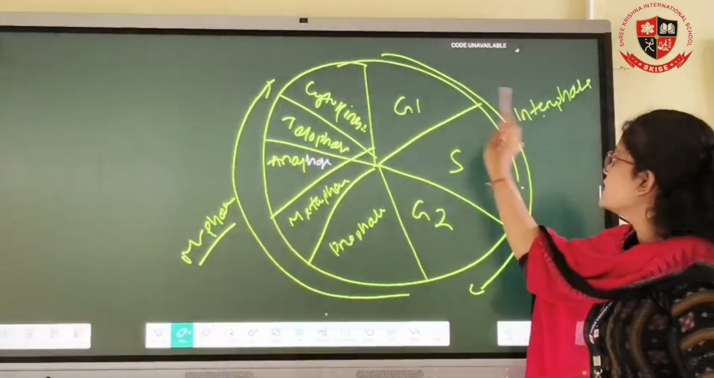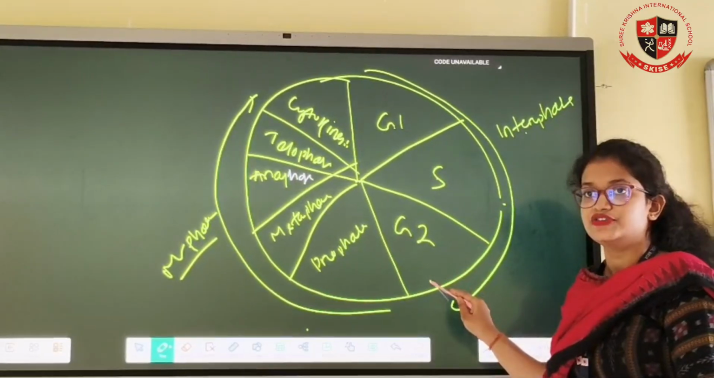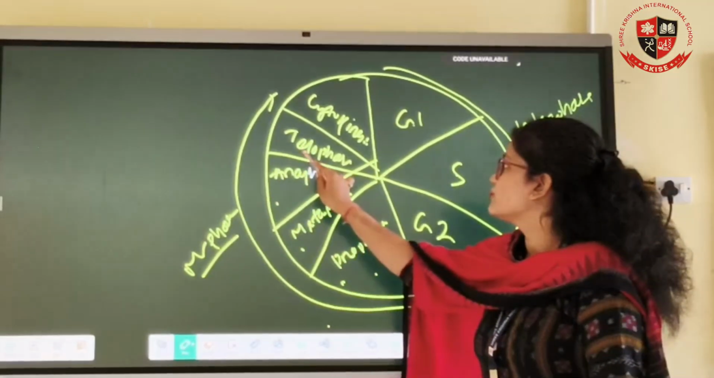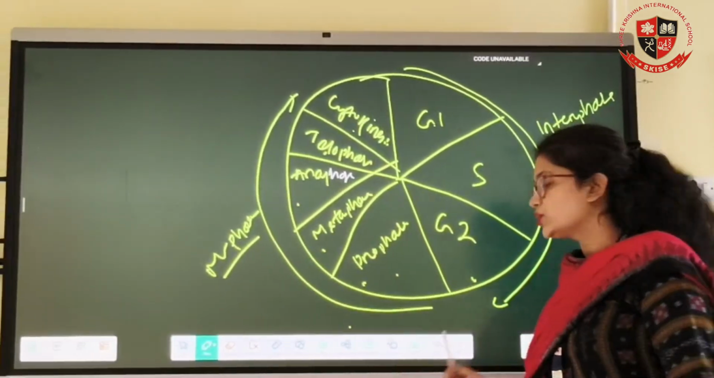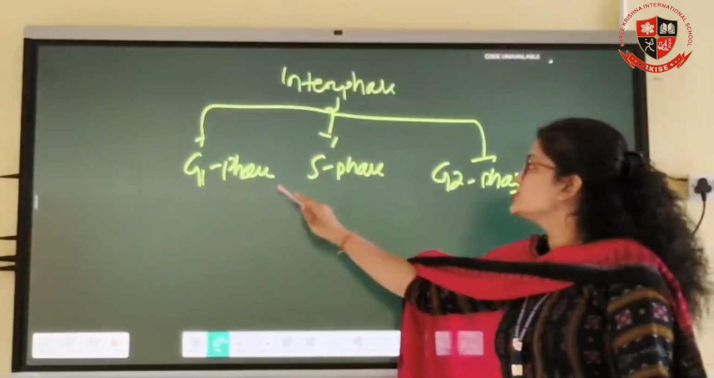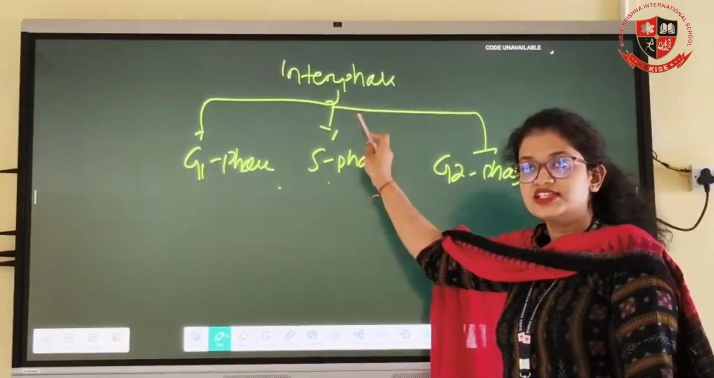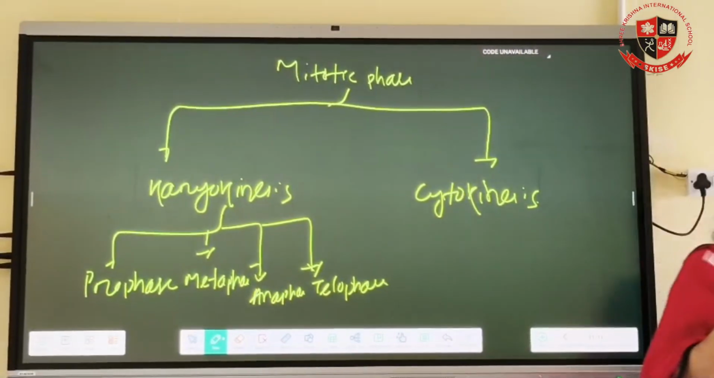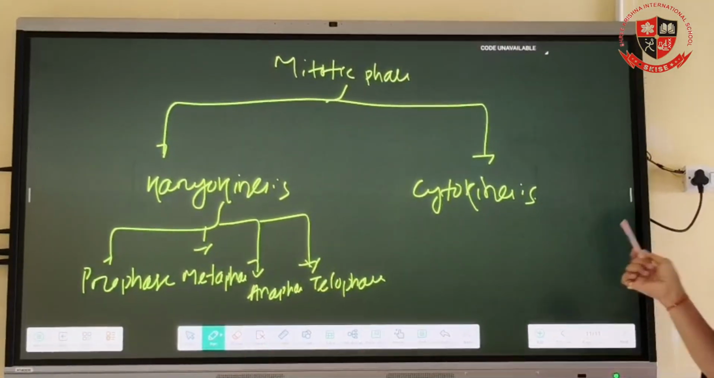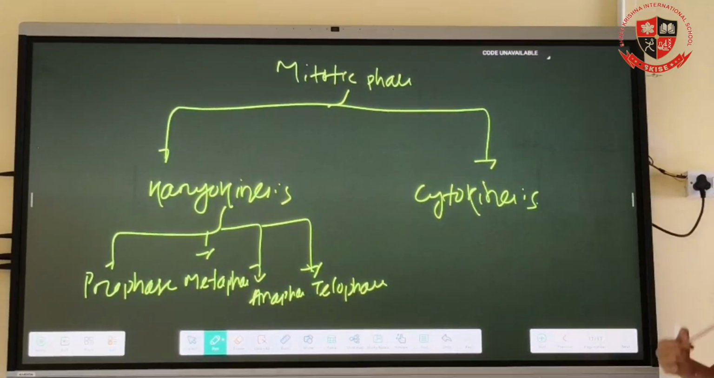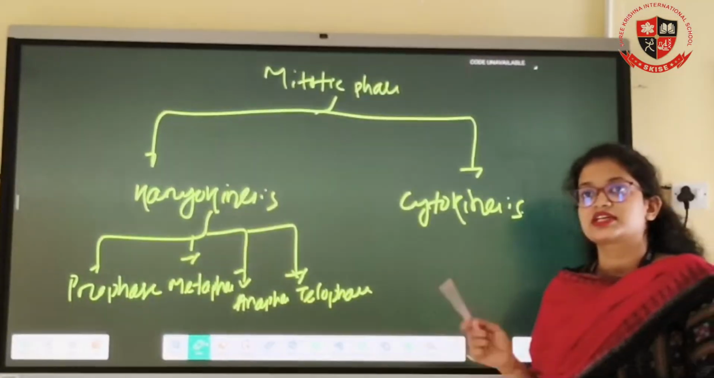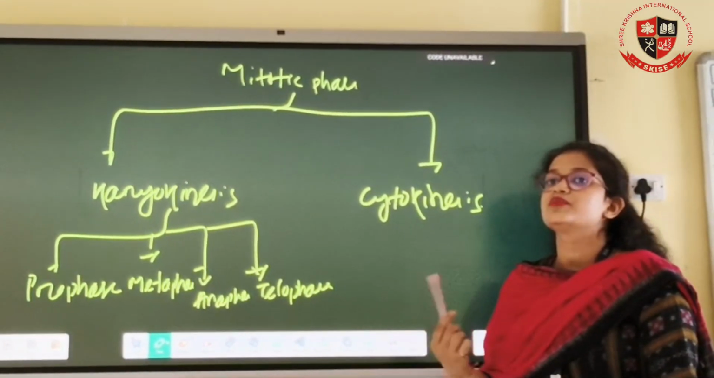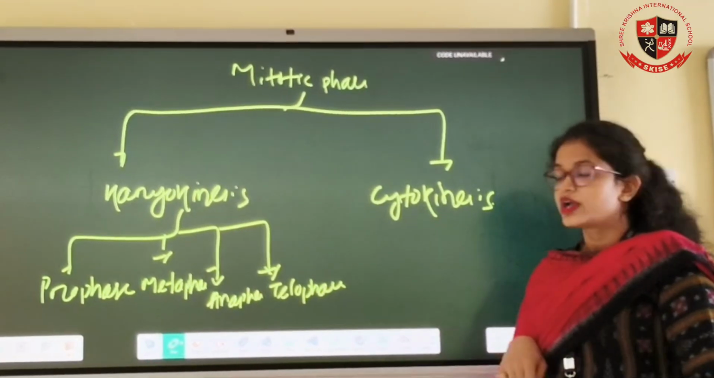Look, interphase is G1, S and G2 phase, and M phase is prophase, metaphase, anaphase, telophase, followed by cytokinesis. Then the mitotic phase is divided into two: karyokinesis and cytokinesis. What is the meaning of karyokinesis? Karyo means nucleus, kinesis means division. Karyokinesis means the division of the nucleus.